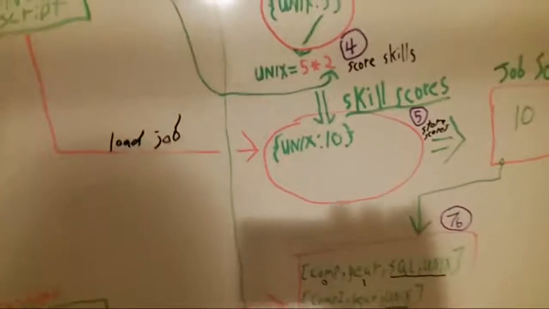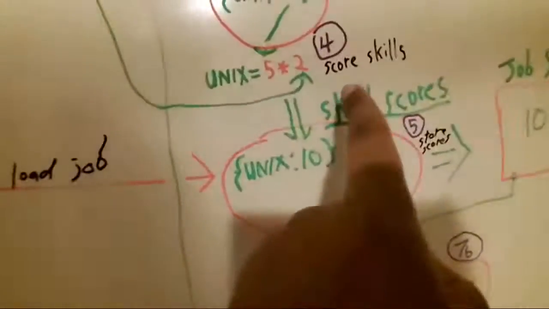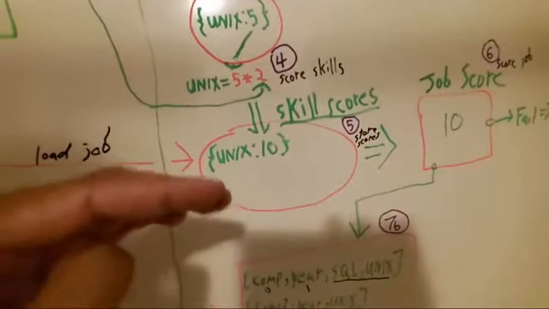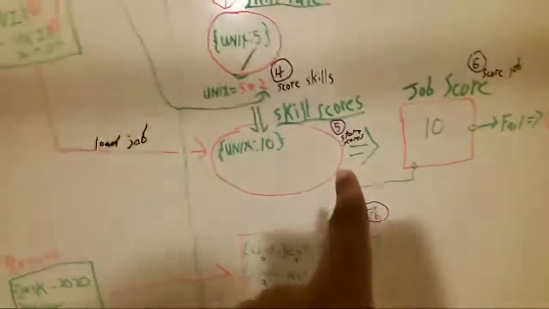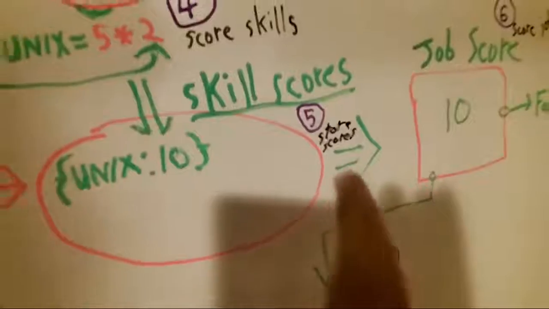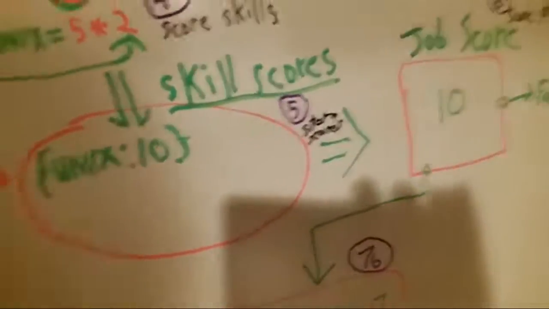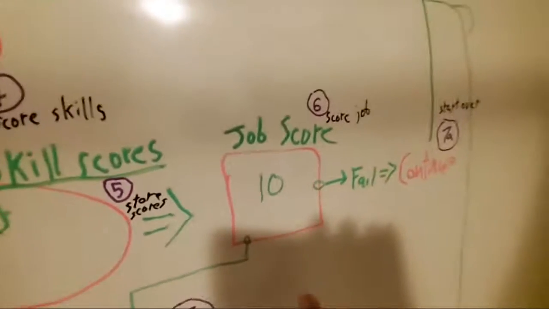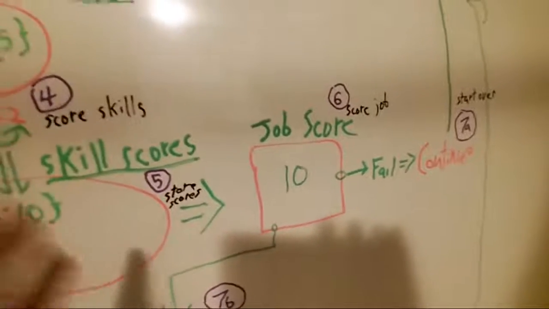And then, so we did that. That's 3, 4. So 4 is the multiplication on the skills. And then when we're done, we're going to go to 5, which is we're going to store all these scores in a list or something, some kind of data structure that makes sense. And then we're going to pass it on to the job scoring module or function.